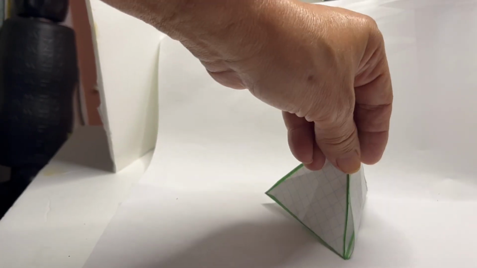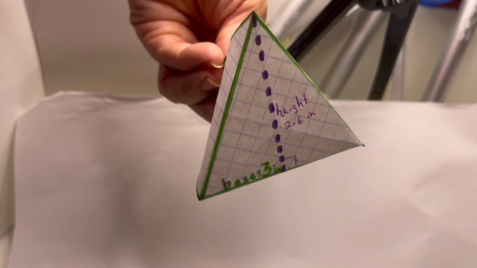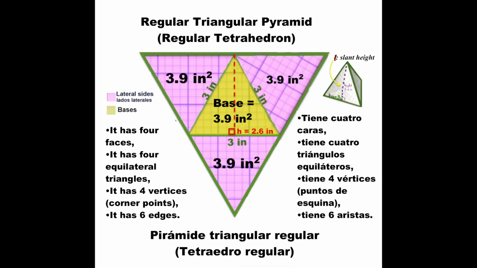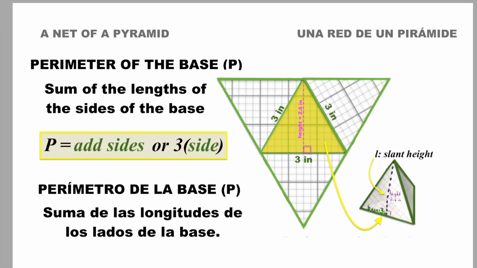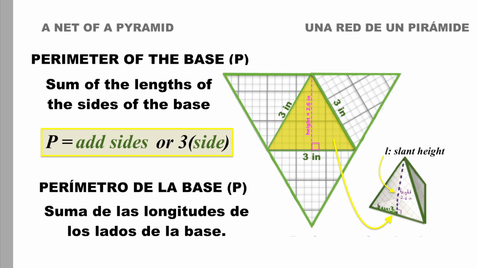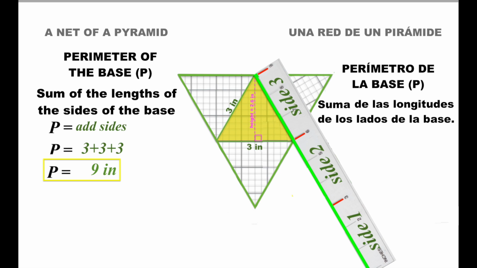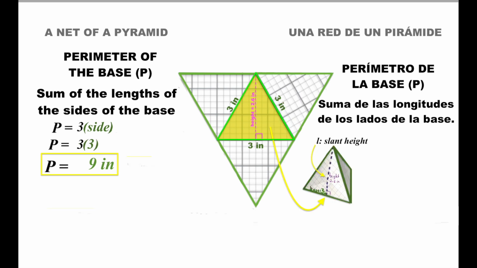A triangular pyramid that contains equilateral triangular faces. To find the perimeter of the base, just add all the sides or multiply 3 times one of the sides.